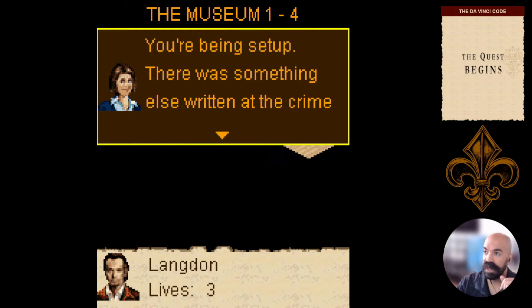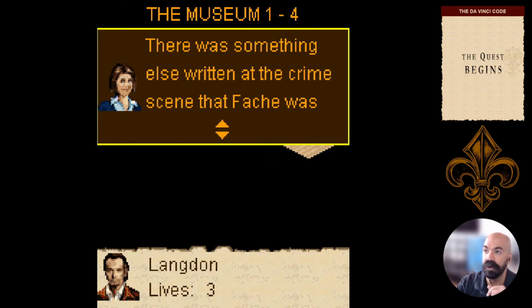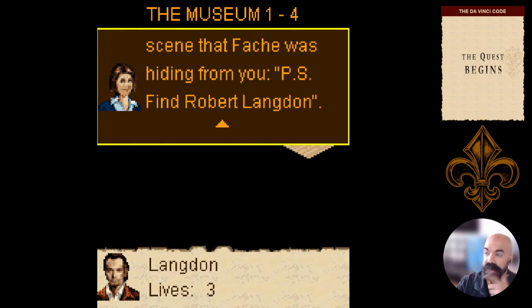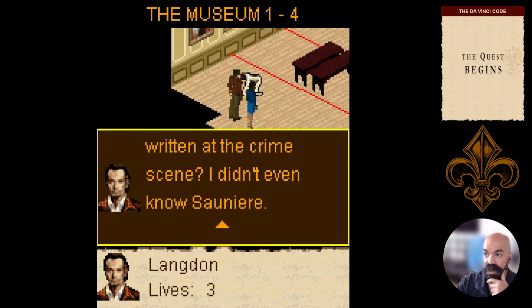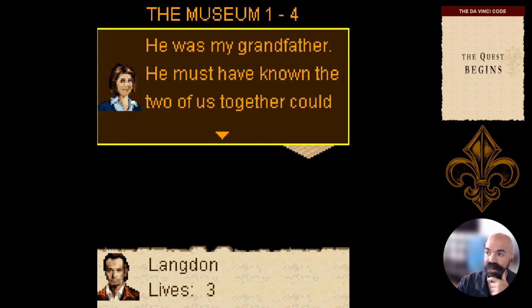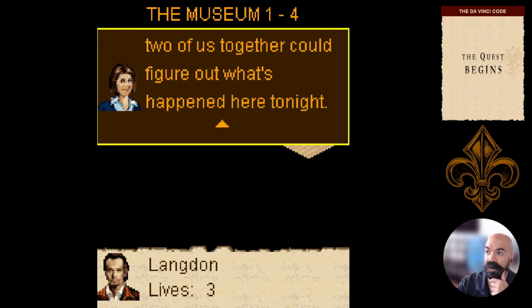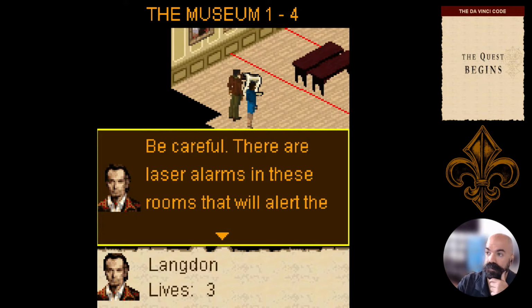So here's Sophie explaining what's actually going on. They're trying to set up Robert as the culprit of the murder. In fact, Saunier, the dead guy, left a note that said, P.S. Find Robert Langdon. And Langdon is like, what? Why? And he doesn't even know him. And here Sophie drops the bomb that that's her grandfather. And she figured that Saunier wanted her to meet Langdon.